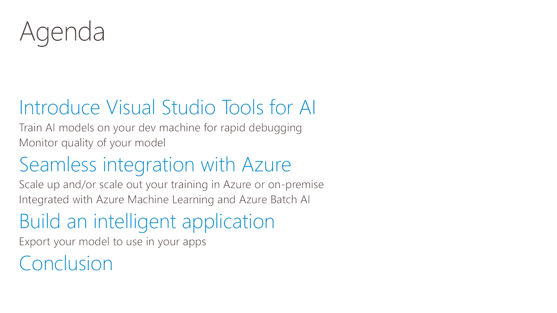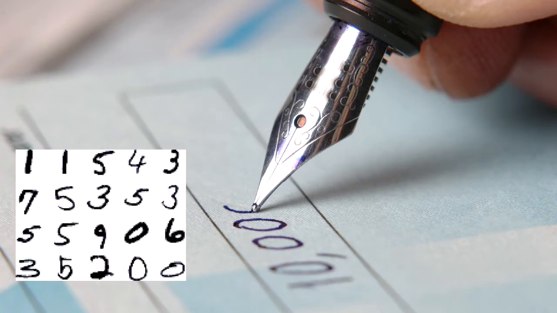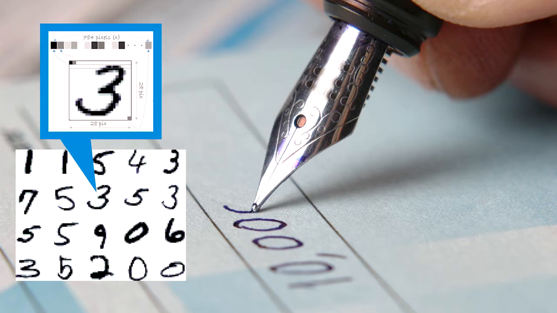Let's get started. I'm going to show you how to use Visual Studio Tools for AI to recognize handwritten digits like you might find in a check scanning device. We're going to use the MNIST dataset, which is kind of like the hello world of machine learning. It has a bunch of handwritten digits that are individually labeled so we know exactly which number is which image.